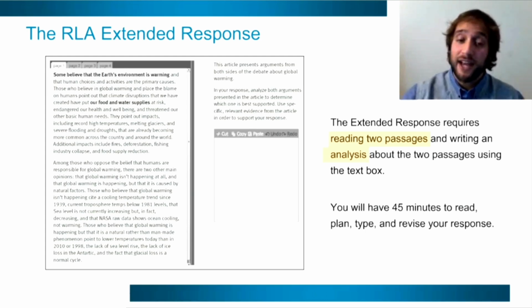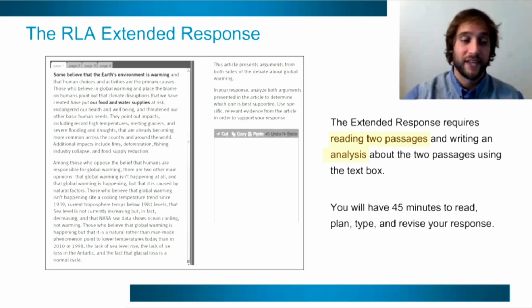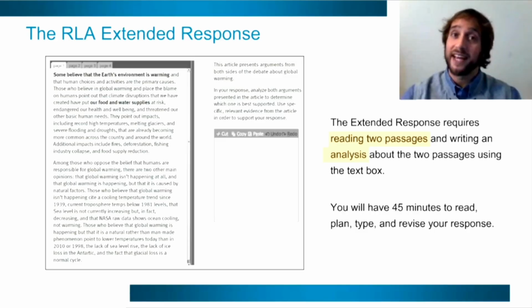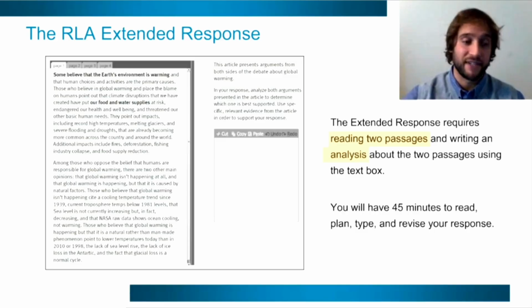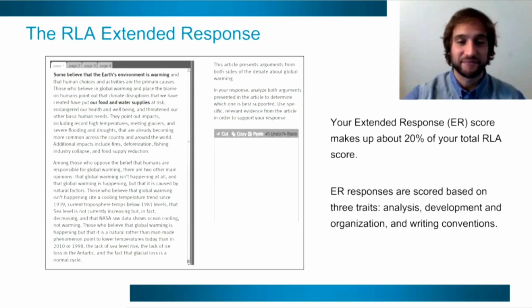Now, in terms of the timing, we will have 45 minutes to do everything. Read, plan, type, revise, everything. We have 45 minutes to accomplish that. But once you see the steps that we can take and how we can master this process, 45 minutes is going to feel like plenty of time. One thing that's very important to know about the extended response section is that it makes up about 20% of our total score. So it is a big chunk of our points, which is why this session is so important.